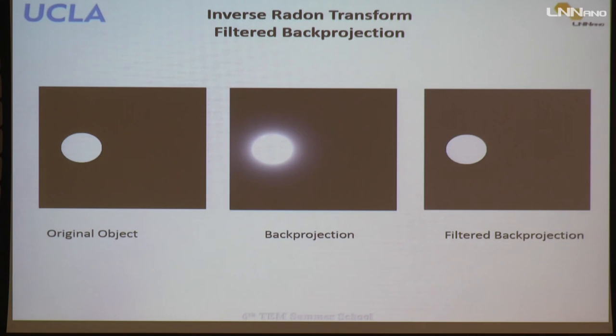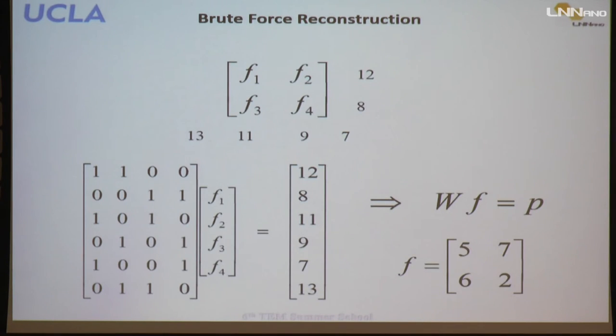Filtered back projection is a technique very widely used even nowadays for many CT or even electron tomography reconstructions. There is another method around. Actually, brute force reconstruction is also possible. For example, you have 4 unknown variables, and the projection along this direction is 12, 8. F1 plus F4 is 7, F2 plus F4 is 9, F1 plus F3 is 11, F2 plus F3 is 13, like this. You obtain the projections, and this is actually a set of linear equations. F1 plus F2 is 12. So we have 6 equations.